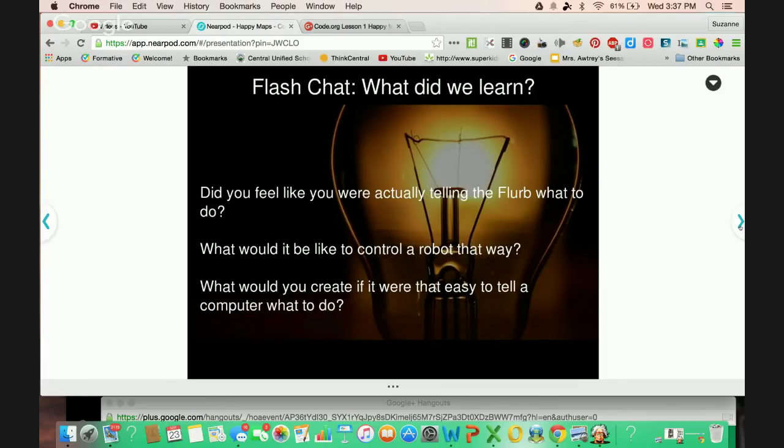Now, boys and girls, at the end of our lesson, we always have to reflect, and I want you now to think about what we learned today. Did you feel like you were actually telling the Flurb what to do? What would it be like to control a robot that way? What would you create if it were that easy to tell a computer what to do?